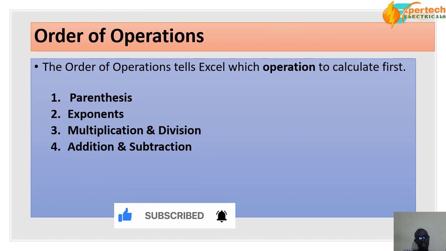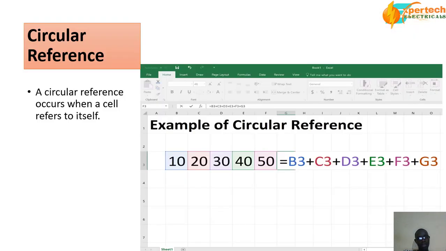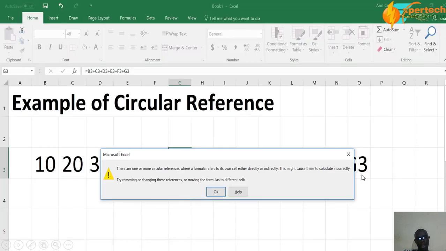Then order of operations, which simply tells Excel which operation to calculate first. We have parentheses, exponents, multiplications, divisions, additions, and subtractions. Then you have a circular reference, which occurs when a cell refers to itself. As you can see, guys, here is an example of a circular reference. If you have this value, then you put this, it's a circular reference example.